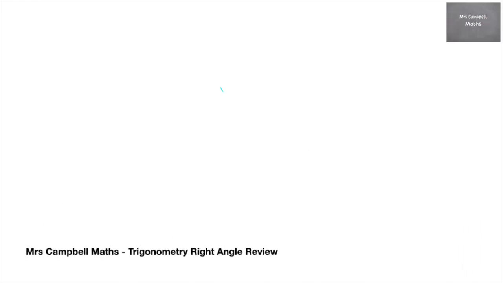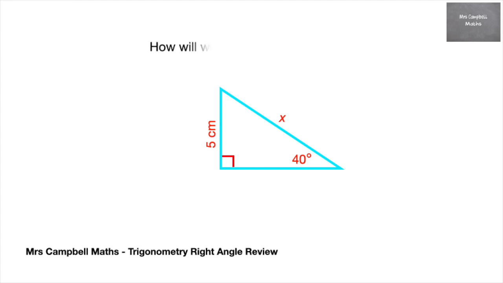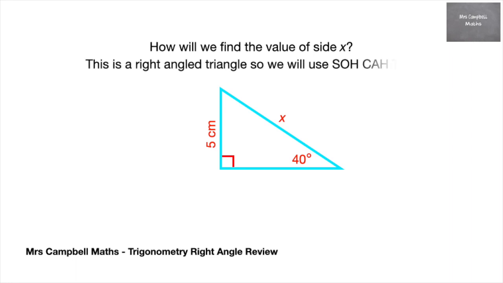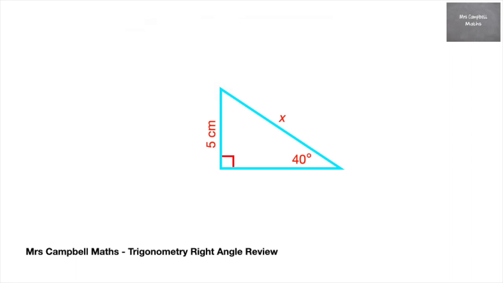On the board we have a right angled triangle and we have one of the sides labelled X. Now the challenge is to find the length of X, to find that missing side. So it's a right angled triangle, so you establish that you're going to use SOH CAH TOA. The first step that we agreed would be to label the side that we have and the side that we are trying to find.